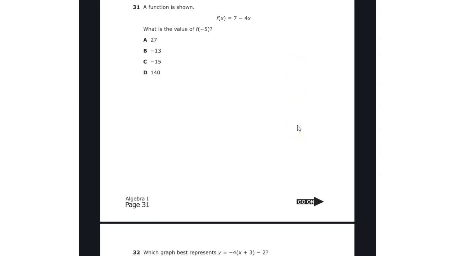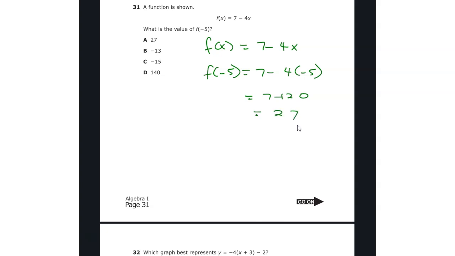A function is shown. What is the value of f of negative 5? So f of x is 7 minus 4x. F of negative 5 is 7 minus 4 multiplied by negative 5. 7 plus 20, 27.